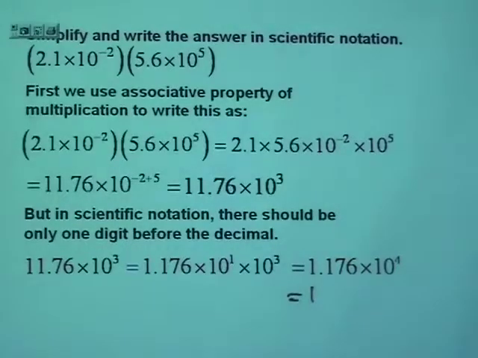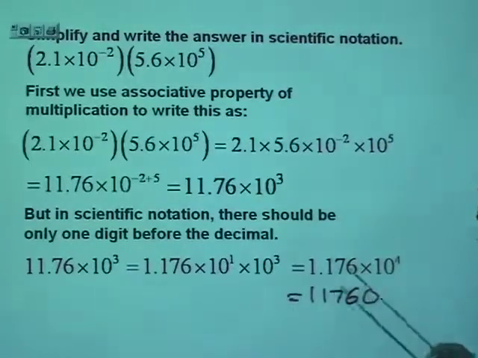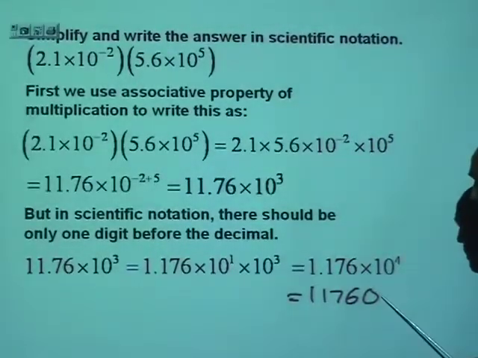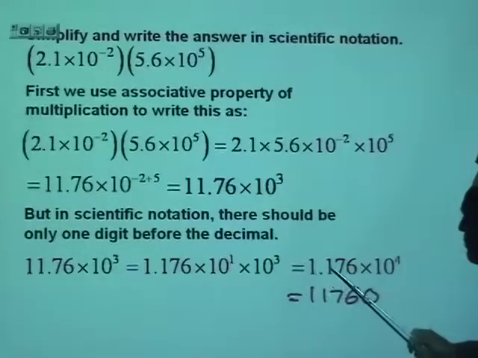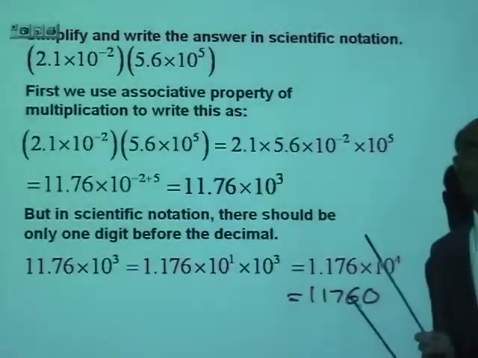The decimal form of this number will be 11760. This is the decimal form of this number. That should be a problem. If you now want to convert it to scientific form, look at this. Move the decimal 1, 2, 3, 4. It is 1.176 times 10 to the 4.